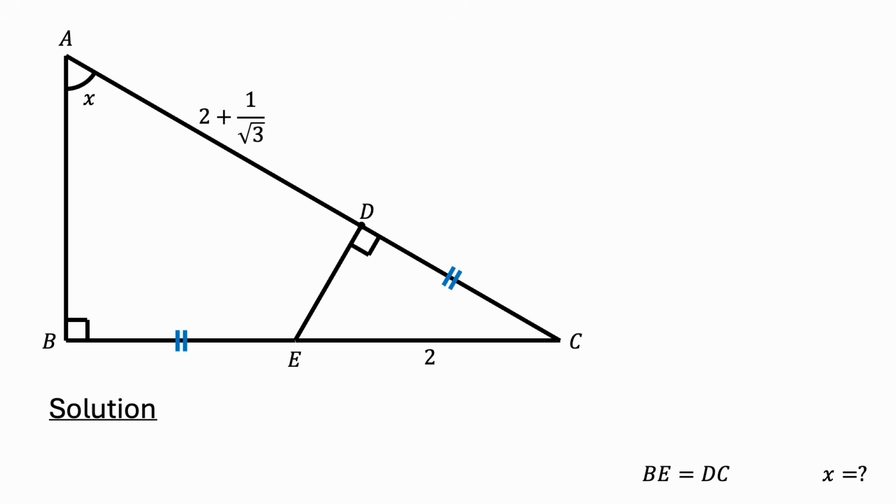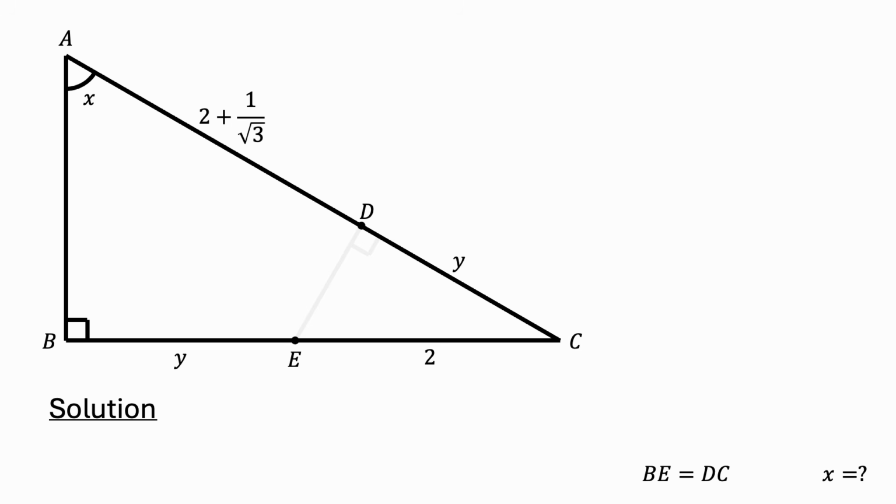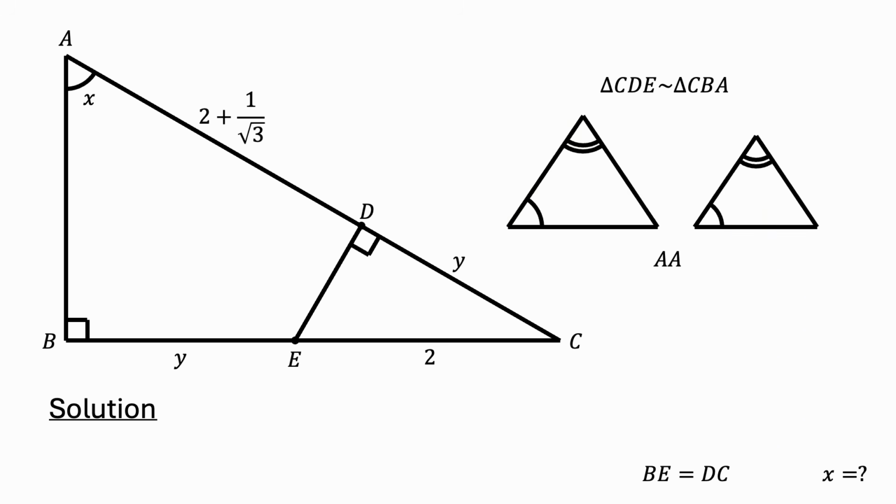And now for the solution. Let BE equals DC equals y. Now, consider triangle CDE and triangle CBA. We claim that triangle CDE is similar to triangle CBA. Since angle CDE equals angle CBA equals 90 degrees, and angle C is common, the two triangles are similar by AA.